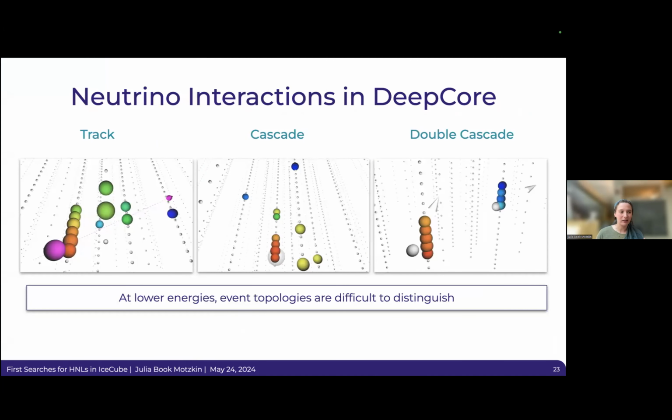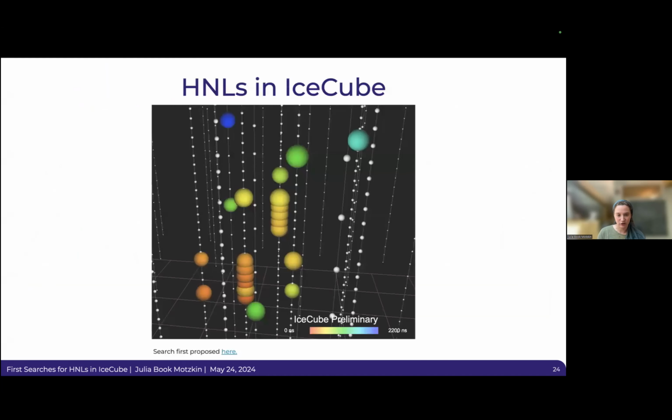The picture gets a little less rosy from here, because even in DeepCore, at these low energies, event topologies can be pretty difficult to distinguish, which means it's going to be hard to tell what kind of particle you're looking at. Tracks are typically caused by muons, anything through-going that's not going to interact very quickly. Cascades are caused by electrons, which interact very quickly, or neutral current events, where again, the particles will decay and not go very far. And double cascades can be caused by a variety of exotic signatures like the HNL.